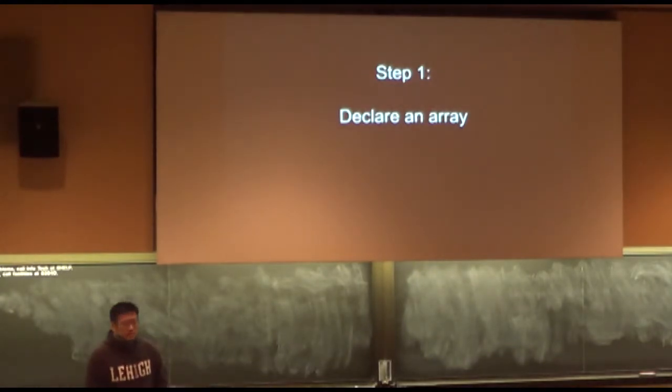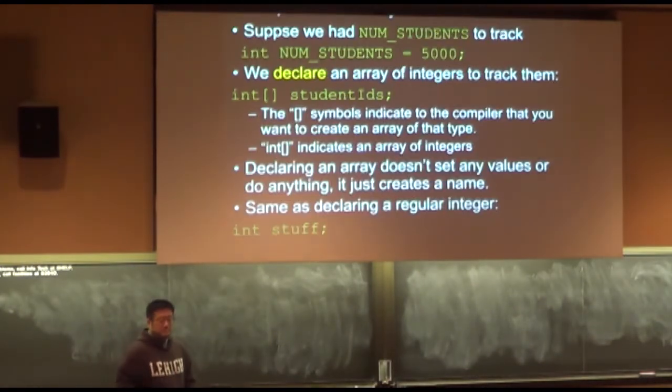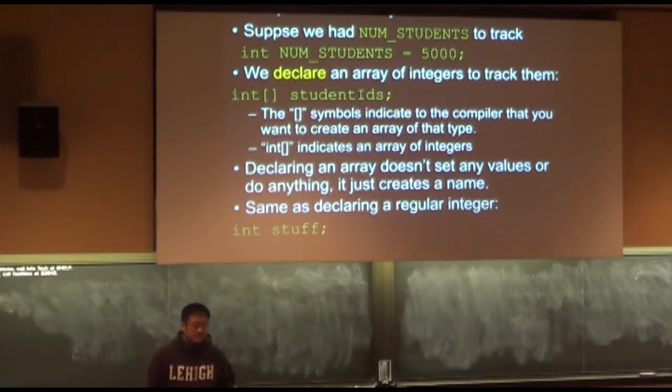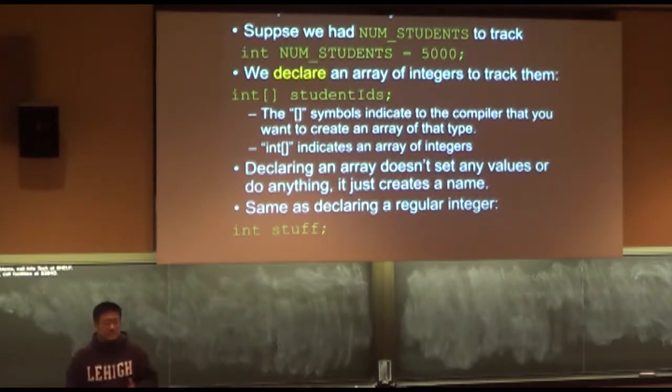Okay. So step one, we need to declare an array. So let's suppose that we wanted to track lots of student IDs, and we knew we had a constant for the number of students that there are. So let's say that the constant num students is equal to 5,000, and we want to declare an array of integers to track all their student IDs. The way that we declare this array of integers will be with int and the square brackets student IDs.